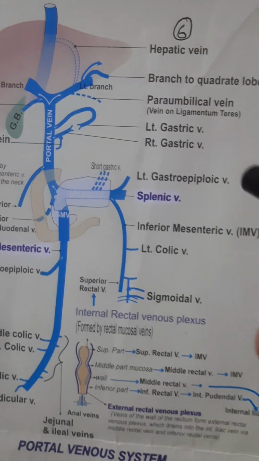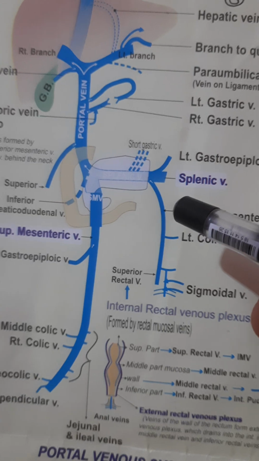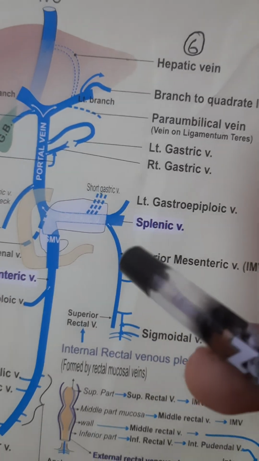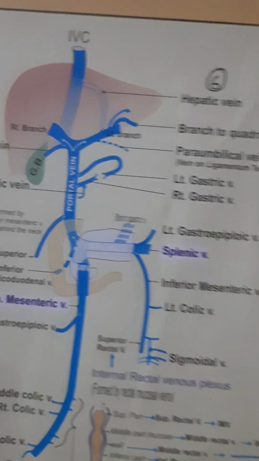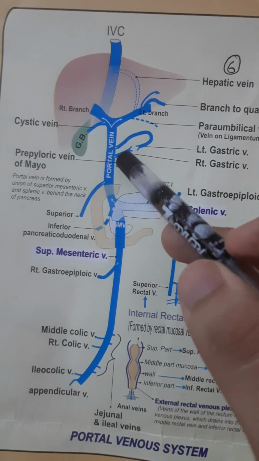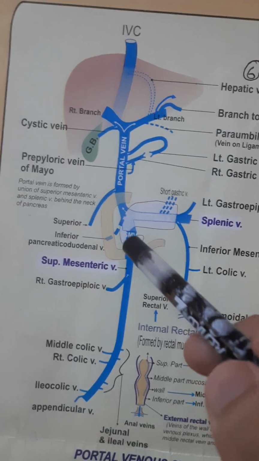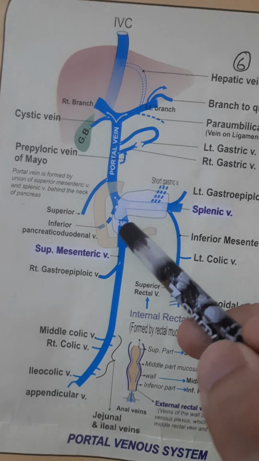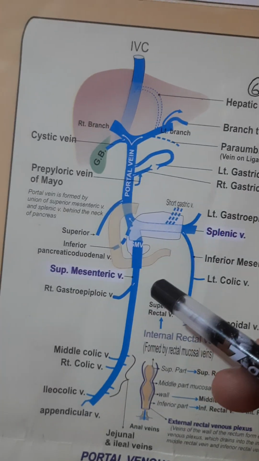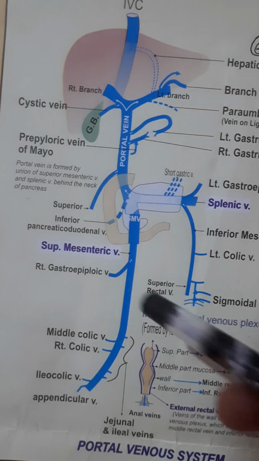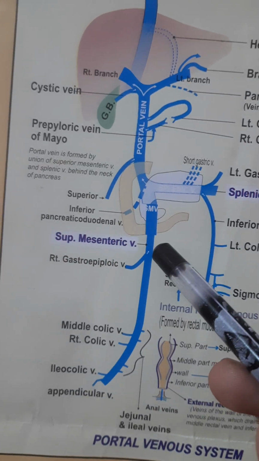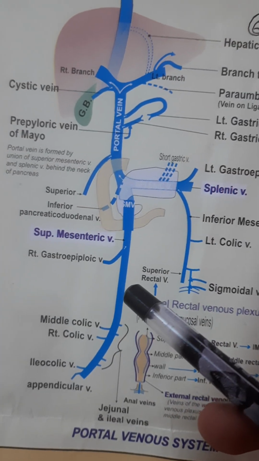So let's start. What is the portal venous system? It is the system of veins that directs blood from various parts of the gastrointestinal system to the liver. The main part of the portal venous system is the portal vein. As we can see in the chart, it is formed by the combination of the splenic vein and the superior mesenteric vein. The portal vein is a large vein which collects blood from the various abdominal parts of the alimentary tract, the gallbladder, the pancreas, and the spleen, and carries it to the liver.